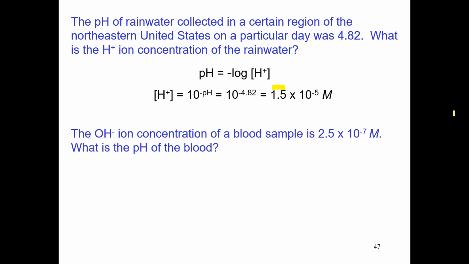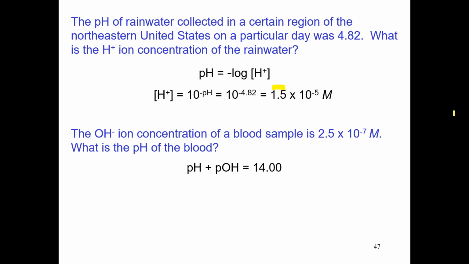Let's try this one here. The hydroxide ion concentration of a blood sample is 2.5 times 10 to the negative 7 molar. What is the pH of the blood? Okay, there are a couple of ways that you can do this. Let me show you one of them. Of course, one of them is simply plug this number into the Kw expression and then solve for the concentration of hydrogen ions and then calculate the pH.